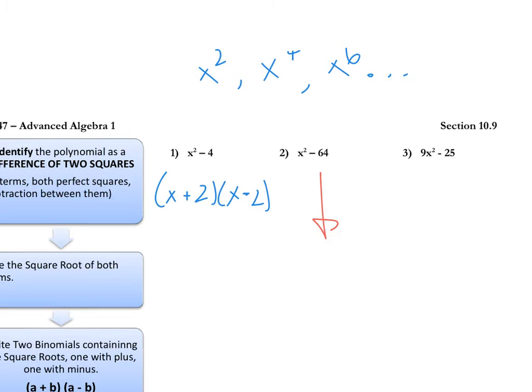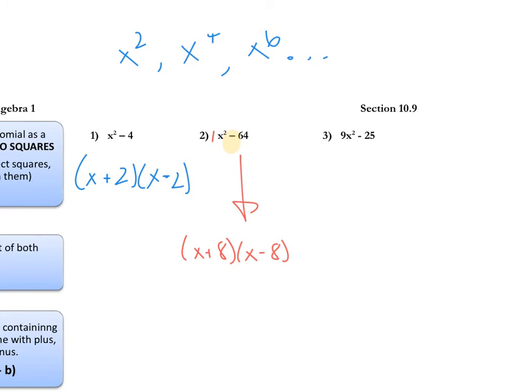If we look at the next example, these are both perfect squares. That's a 1 in front, which is a perfect square. X squared is a perfect square. 64 is a perfect square. And we have the difference. That is key. I didn't say that on the last example, but we have the difference. So that's going to be x plus 8 and x minus 8. Notice that we basically just took the square root of 64.